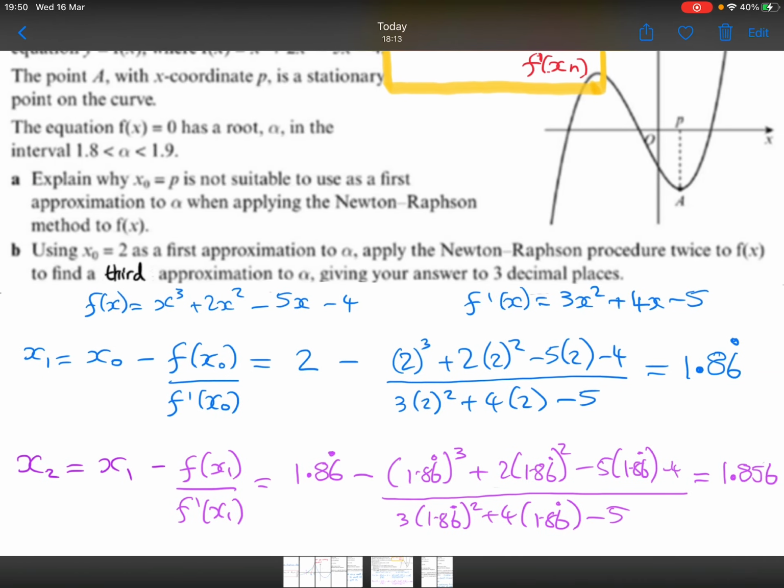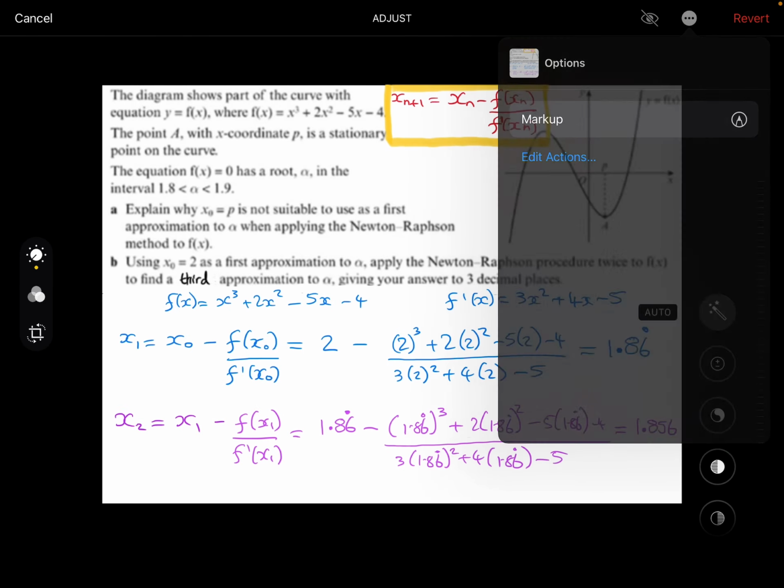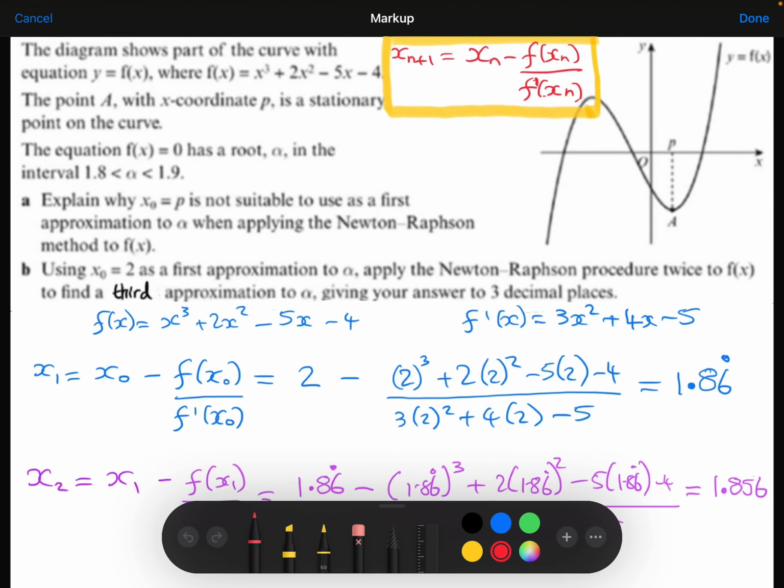Part B. You can see I've already written this out, so I'll explain it. Part B says, using x0 equals 2 as a first approximation to alpha. Remember that we said that alpha is between 1.8 and 1.9. So we're using 2 as a first approximation to alpha. What that means is we're drawing a tangent at 2, and we're finding where that tangent intersects the x-axis to get our second approximation.